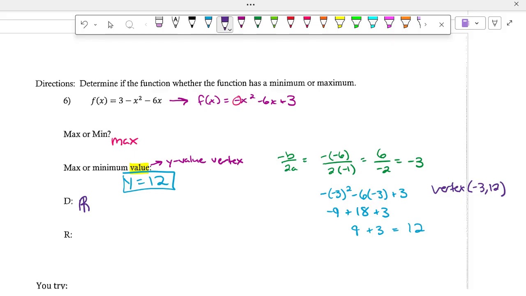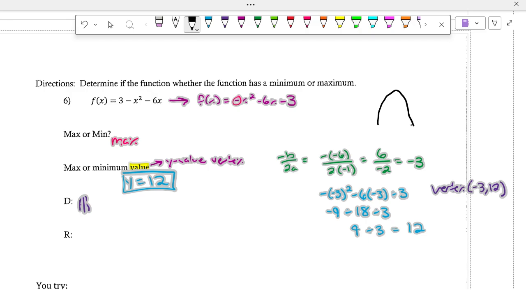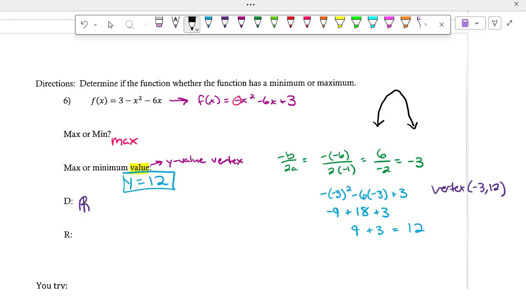So, since it's a max, if you need to visualize it, just draw a quick picture of what a maximum looks like. And this would be the point negative 3, 12. So, what would my lowest y value be? Negative infinity, because it starts low. What's my highest y value? 12. And that's your range. So again, even if you don't have the graph, if you know that it opens downward, you can at least draw a quick sketch of it. So at least you can visualize what it's going to do.